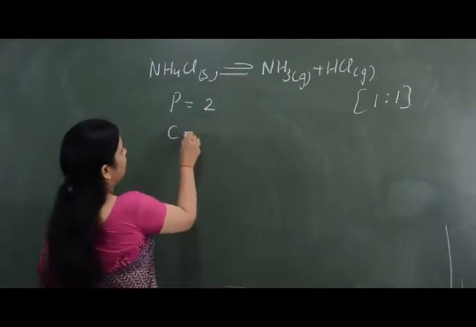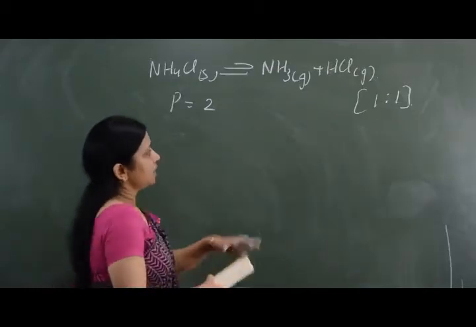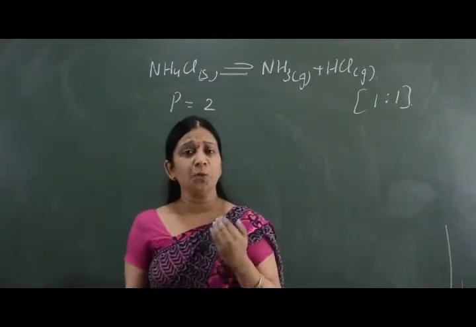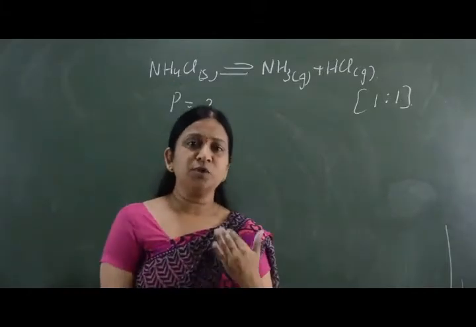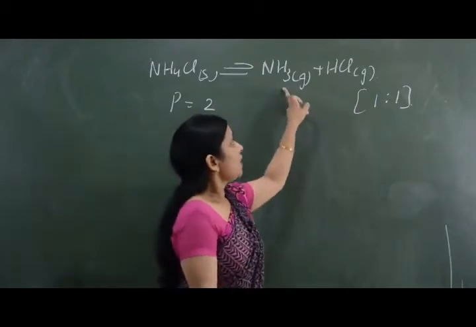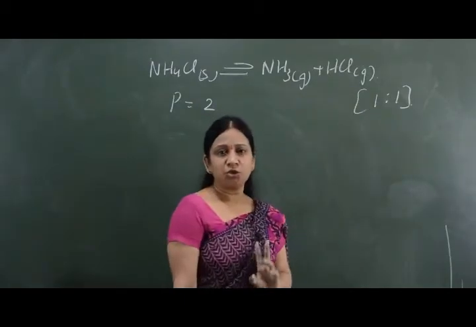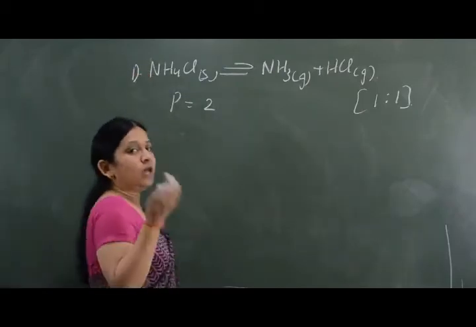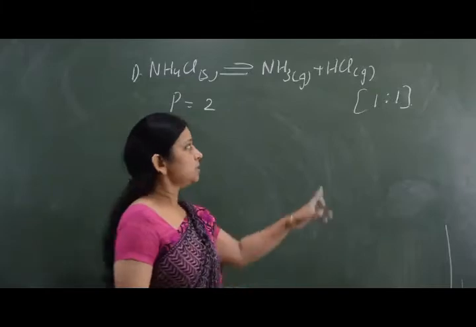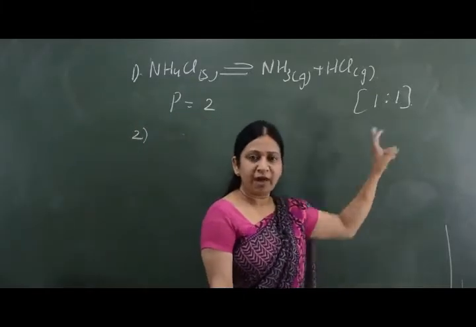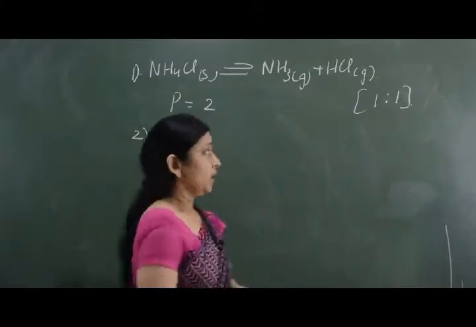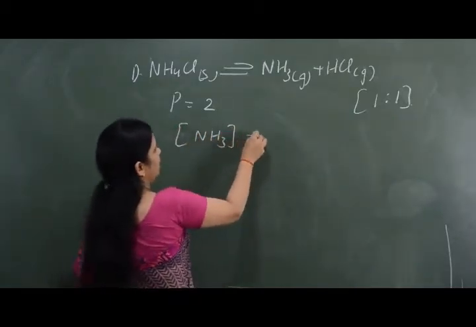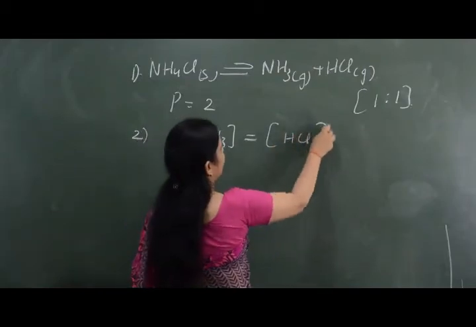Now if we come to component, before writing component, the meaning of 1:1 means we have to write one more equation where we specify that concentration of NH3 is equal to concentration of HCl. So this is one equation, and the second equation we are going to write. Why are we writing it? Because there is a condition specified where the ratio is 1:1. So in the second equation we write the concentration of NH3 is equal to concentration of HCl.